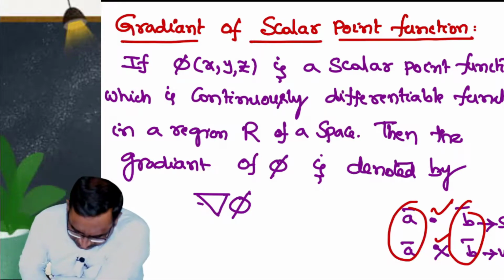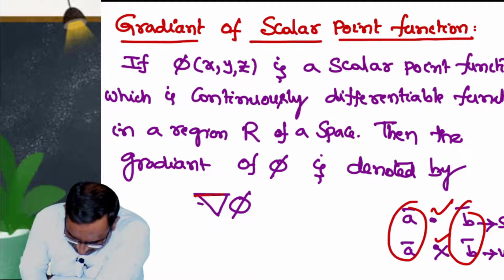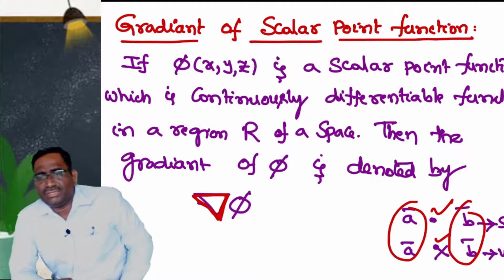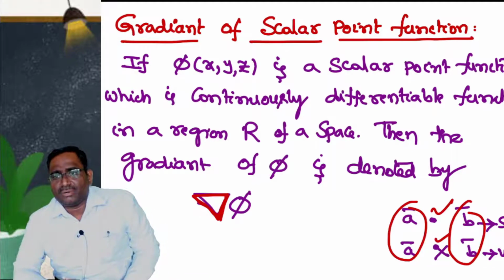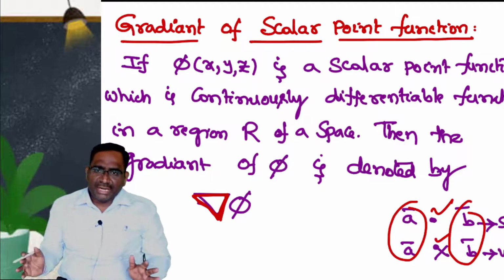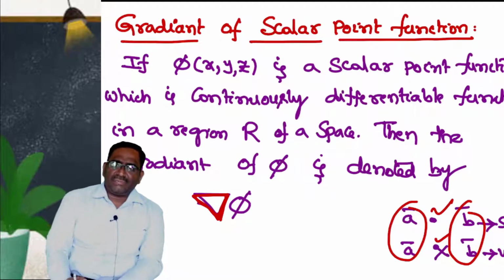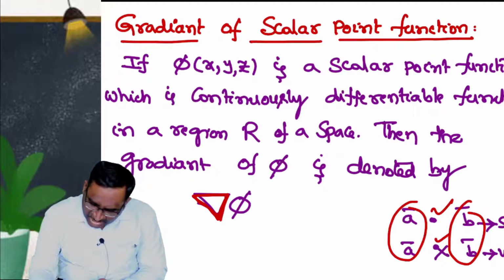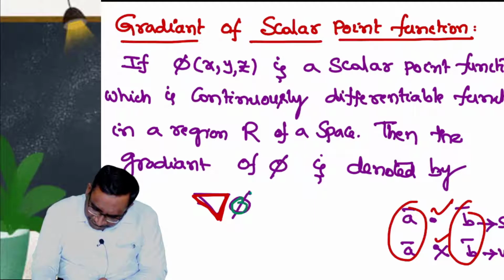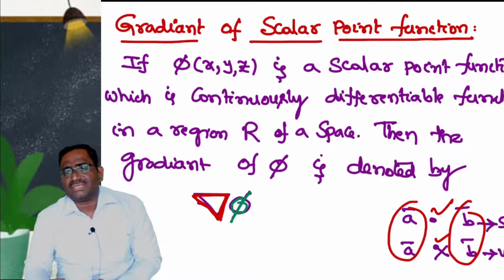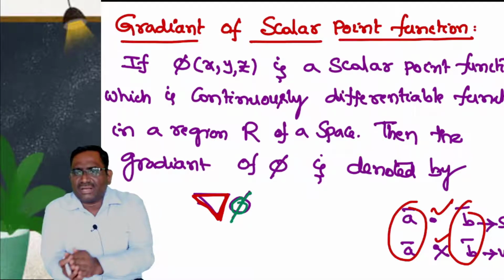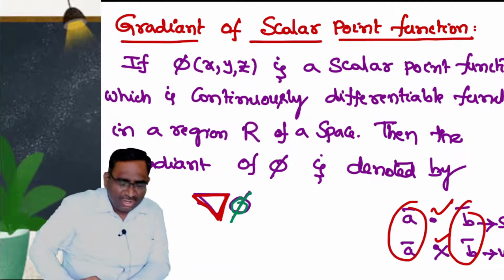But here, see, this is a vector operator. A differential operator means a vector differential operator, which is i bar dou by dou x, j bar dou by dou y, and k bar dou by dou z. So, it is a vector differential operator. This is a scalar point function phi. One is a vector, another one is a scalar. So, we are just applying the operator on a scalar point function. In between there is no dot and cross, nothing.